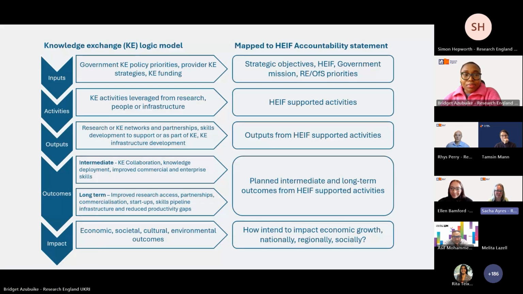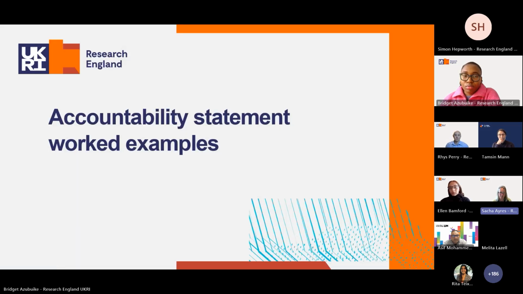Great, thanks very much, Bridget. So yes, there was a lot going on in that, the full program theory. So what we've tried to do is simplify that. On the left, we've got a simplified version of the core elements of that KE logic model. And then this shows how we've mapped the new structure of the accountability statement to that. So you can see the journey that we're going through.